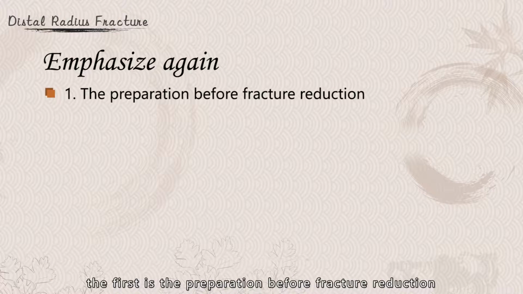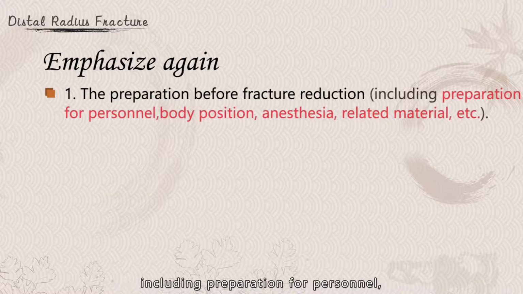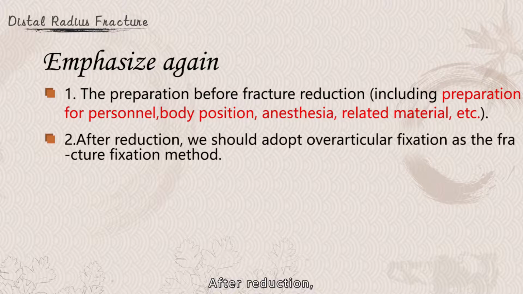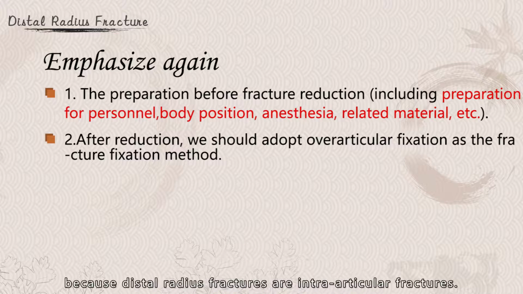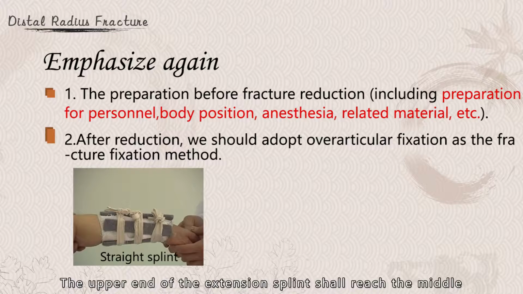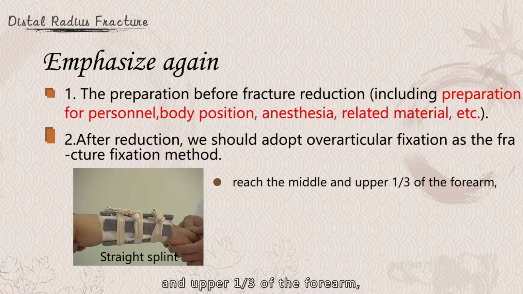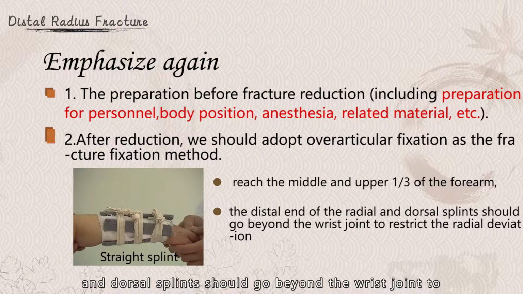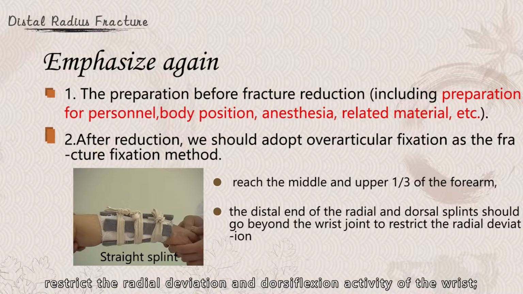The first is the preparation before fracture reduction, including preparation for personnel, body position, anesthesia, related materials, etc. After reduction, we should adopt over-articular fixation as the fracture fixation method because distal radius fractures are intra-articular fractures. The upper end of the extension splint shall reach the middle and upper one third of the forearm, and the distal end of the radial and dorsal splint should go beyond the wrist joint to restrict the radial deviation and dorsal flexion activity of the wrist.